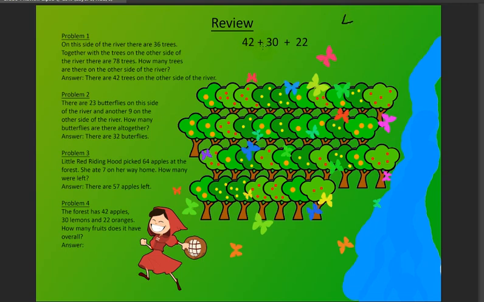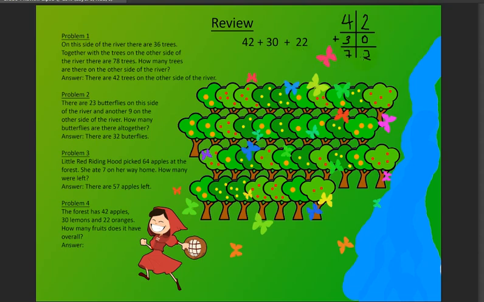And if you don't remember how we add more than two numbers, we just add the first two, and then whatever we find, we add 22 to the result of that. So I'm going to do 42 plus 30. I'm going to use the shape because I don't have 30 fingers, or 42 for that matter. So I'm going to do 42 plus 30. 2 and 0 makes 2. 4 and 3 makes 7.